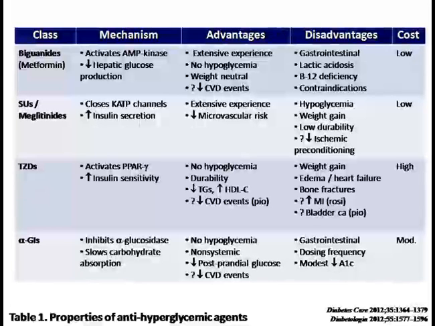And the other good thing is that A1C lowering is very good, 1.5 to 2% A1C lowering. Then the sulfonylureas, you all know that it closes the KATP channels, increases insulin secretion. Of course, we have got extensive experience, and it decreases microvascular risk. And you must have heard in many articles that there is increased incidence of cardiovascular disease with the use of sulfonylureas. The data has still not been settled.